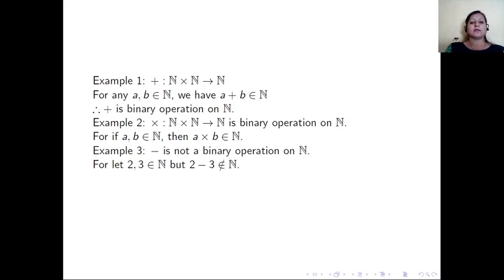Third example, consider the next operation, that is subtraction. Here, set of natural numbers is not closed with respect to the subtraction operation. For example, consider two elements 2 and 3. Both are the natural numbers. But if we do this subtraction operation, 2 minus 3 is going to be minus 1, which is not a natural number. Hence, subtraction is not a binary operation on N.